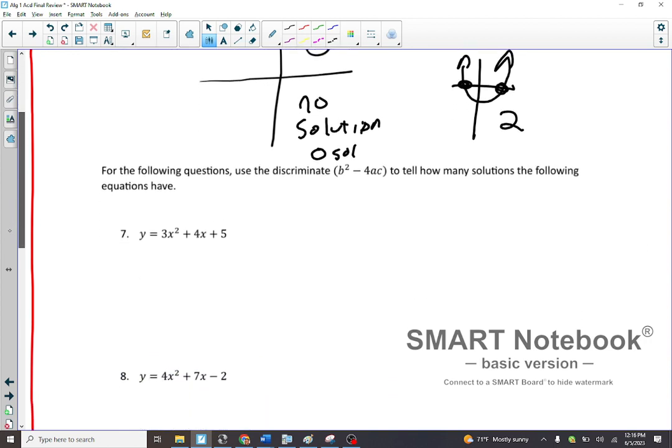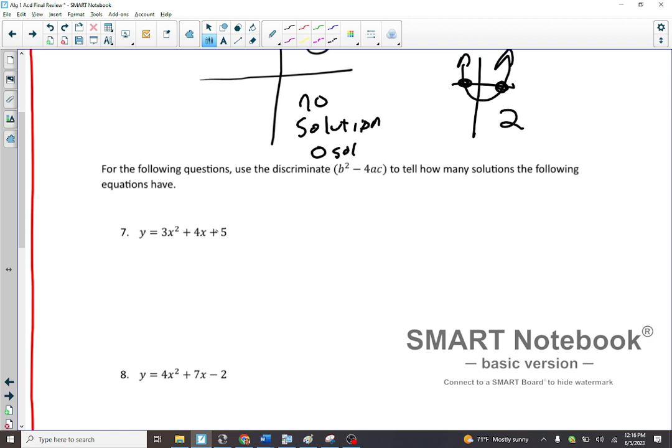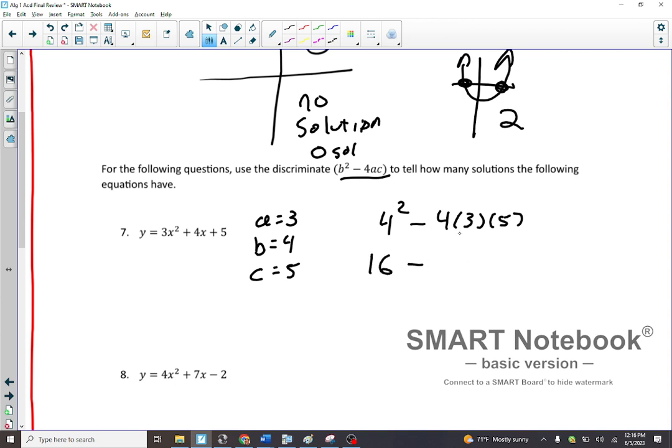So in this scenario, because you have a multiple choice test, what you could do is use the discriminant formula. So this is the discriminant formula. A equals 3, B equals 4, C equals 5. So 4 squared minus 4 times 3 times 5. 16 minus 60, since 15 times 4 is 60. Negative 44. Negative 44 is a negative number. A negative number means there's 0 solutions.